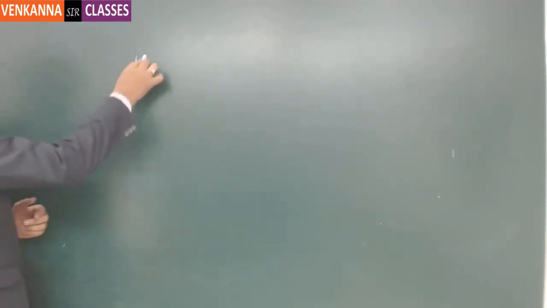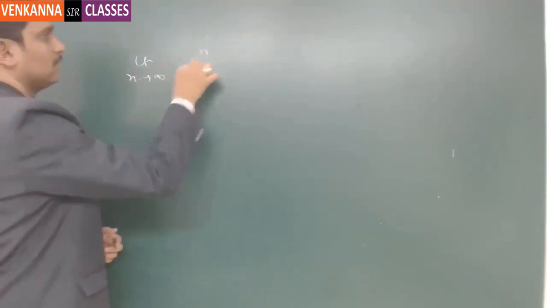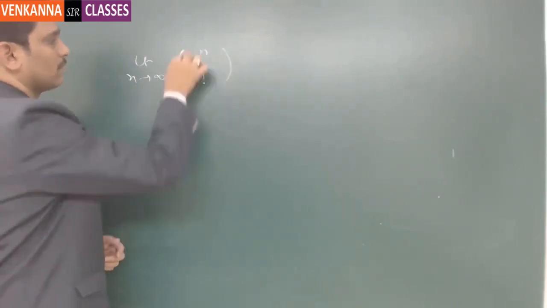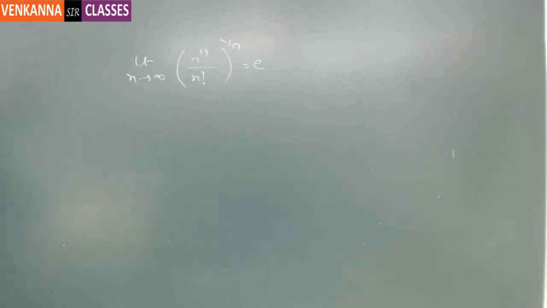So the next question here is somewhat interesting. I think you have done it already. Maybe let us do it. Limit as n tends to infinity of n power n by n factorial, whole power 1 by n, equal to e. This is my problem. Did we do it earlier? I think not yet.